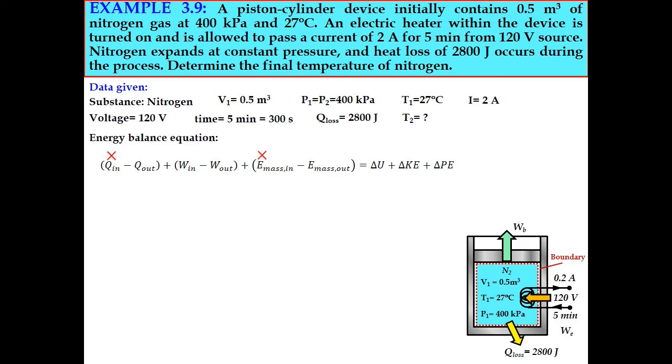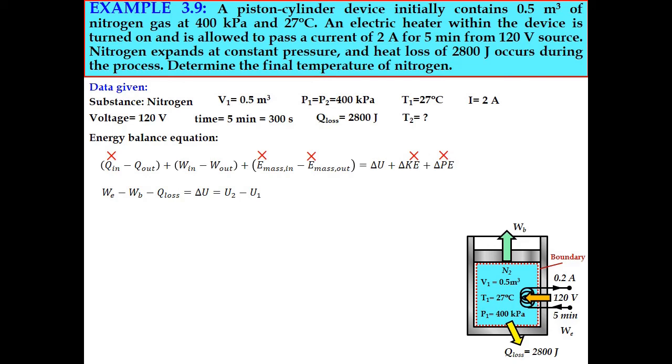No E mass in, no E mass out due to the closed system, and no delta KE, no delta PE due to the stationary system. So the remaining terms for the energy balance equation are negative Q out plus W in minus W out equal to delta U. Okay, so then make it more specific. Just replace the symbols with suitable symbols for the energies based on the schematic diagram.